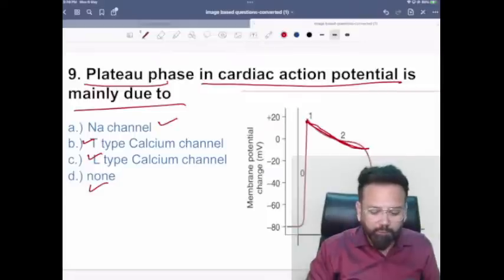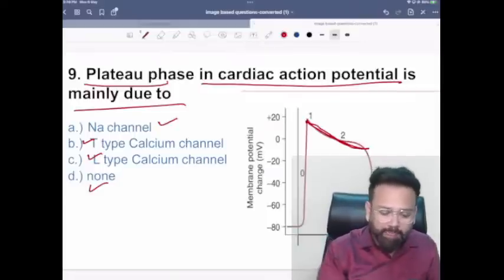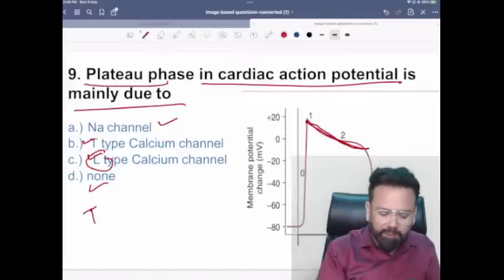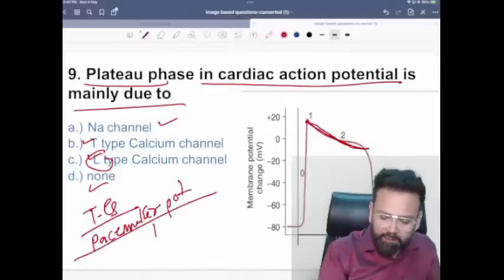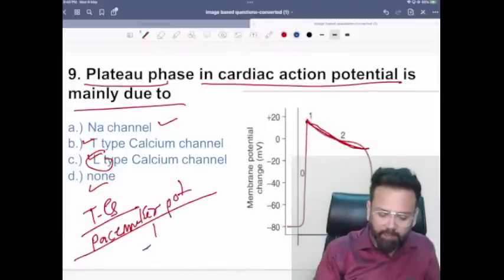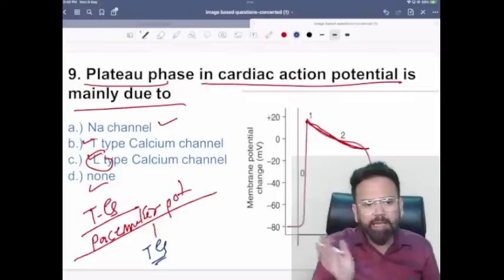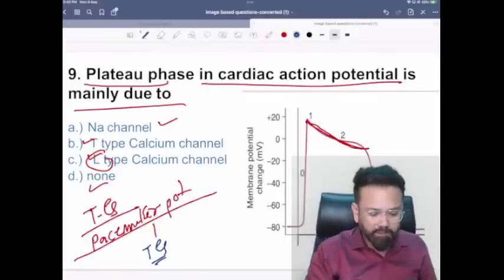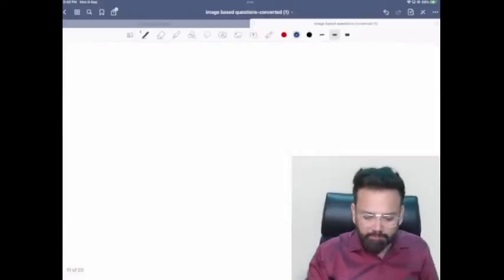Yes, calcium, you are absolutely correct, but T or L, very good, excellent. L type. See, T type calcium is only seen in pacemaker potential. Pacemaker potential, the funny leaky channels, this responsibility is taken by T calcium. Rest everywhere you get L calcium. Long lasting. So answer is C. Very good.